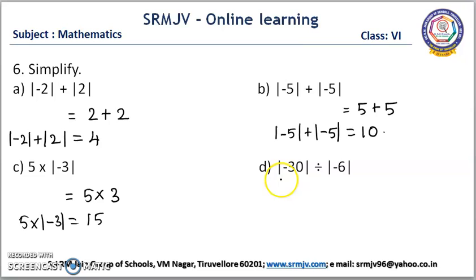The next question, modulus of minus 30 divided by modulus of minus 6. So, modulus of minus 30 is 30 divided by modulus of minus 6 is 6. 30 divided by 6 is 5. Okay. So, modulus of minus 30 divided by modulus of minus 6 is equal to 5. Is it clear, children? Shall we go to the next one?